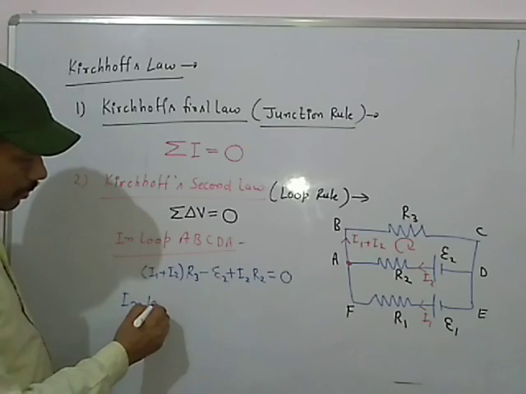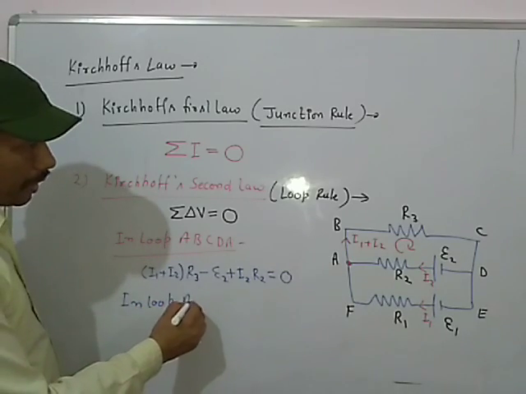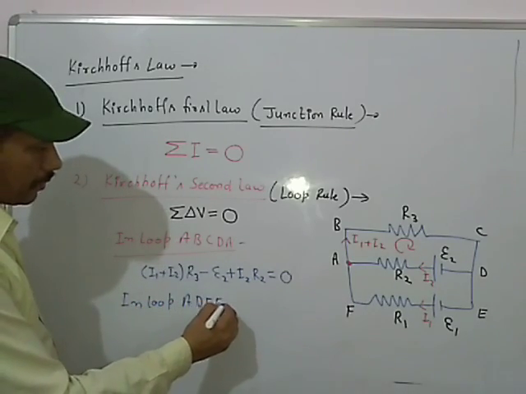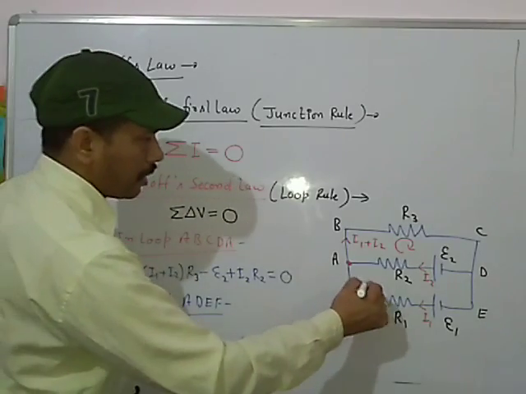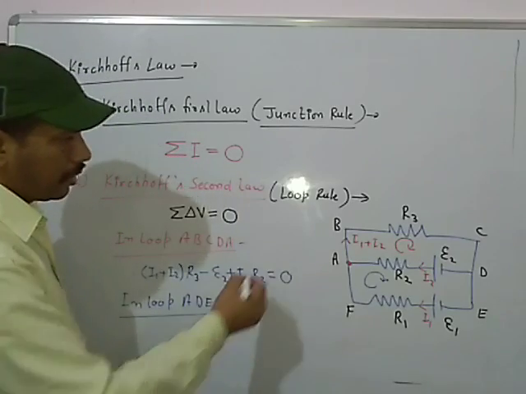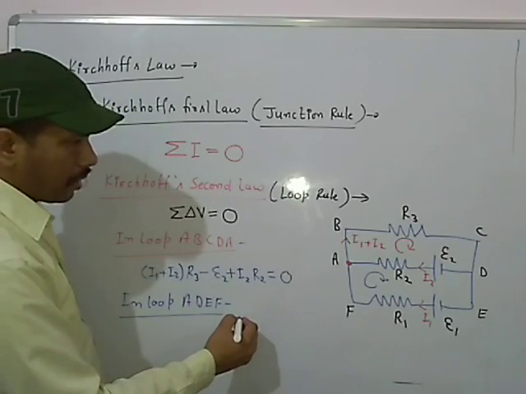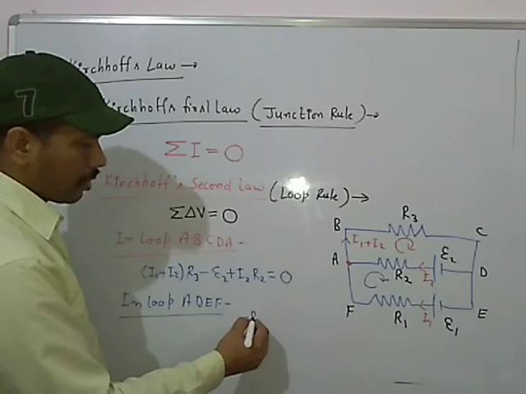Similarly, in loop ADEF, अगर हम ADEF लूप को लेते हैं, सेकेंड लूप को, और फिर से हम क्लॉकवाइज डायरेक्शन में चलते हैं, तो A to D अगर हम चल रहे हैं तो क्या होगा, we are moving in the opposite direction of the current.